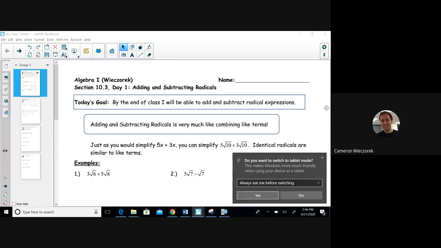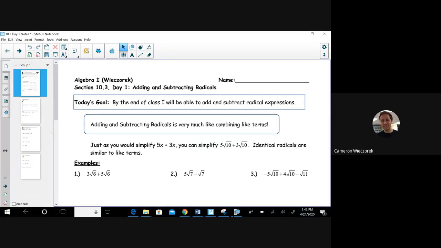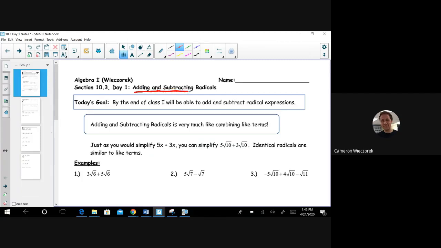All right, so as I said, we're going to split this section into 2 days, and you'll get a practice day for each topic as well. So day 1 of section 10.3 is going to be on adding and subtracting radical expressions, and this section really builds off of 10.2, where we learned how to break down radical expressions. So now we're going to take those concepts and put them together. By the end of this specific set of notes, you should be able to add and subtract radical expressions.